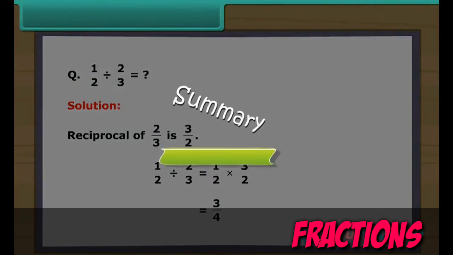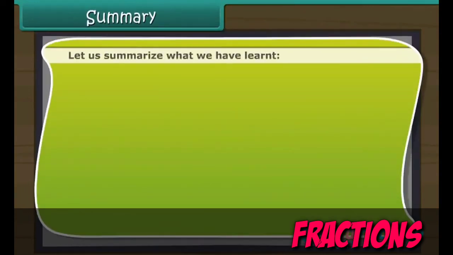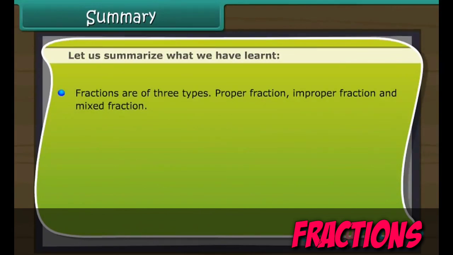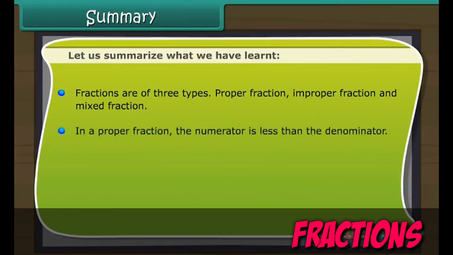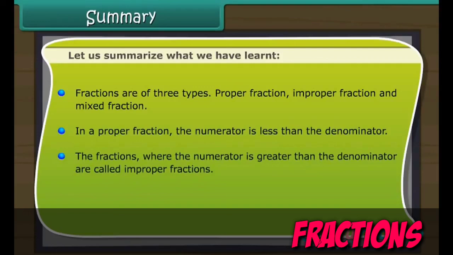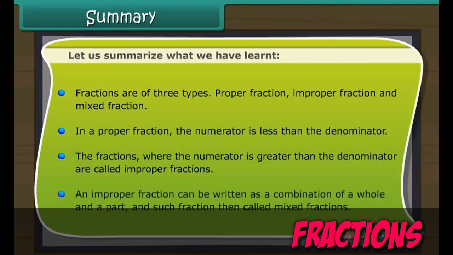Summary. Let us summarize what we have learned. Fractions are of 3 types: proper fraction, improper fraction, and mixed fraction. In a proper fraction, the numerator is less than the denominator. The fractions where the numerator is greater than the denominator are called improper fractions. Improper fractions can be written as a combination of a whole and a part, and such fractions are called mixed fractions.